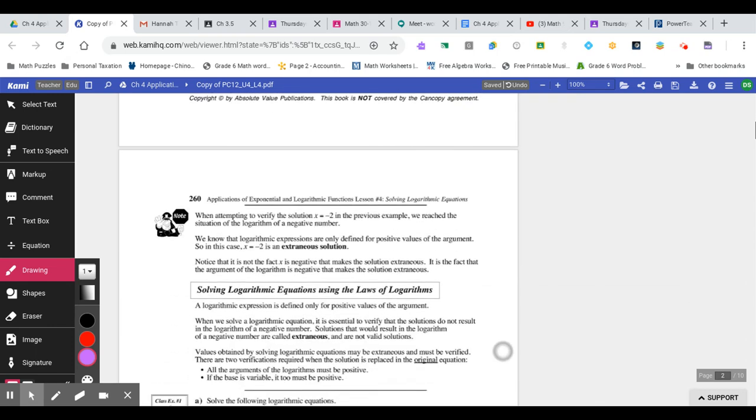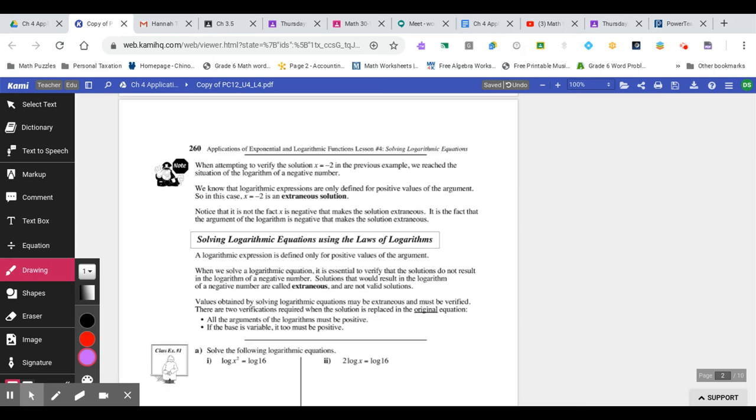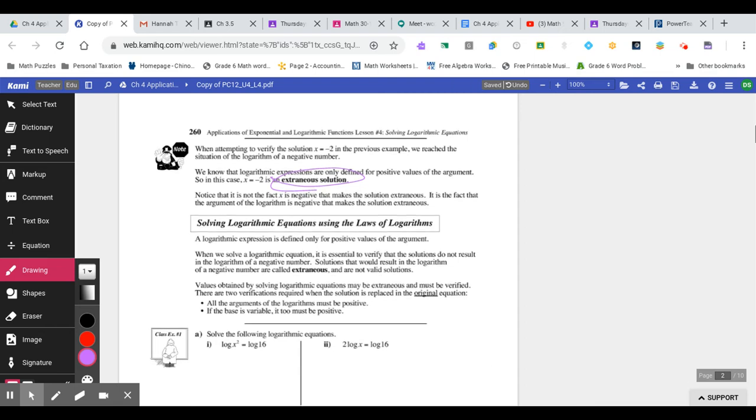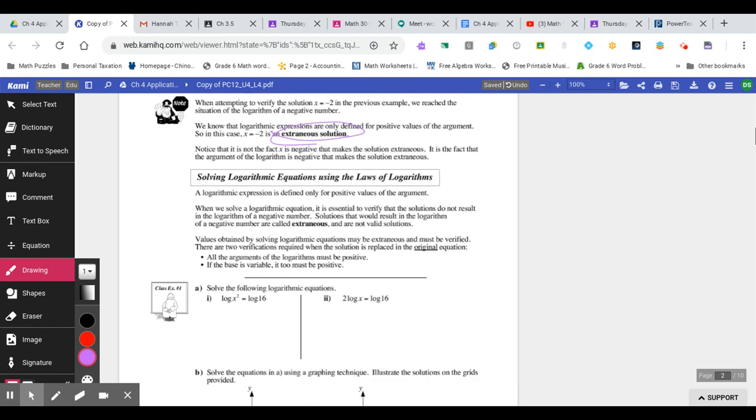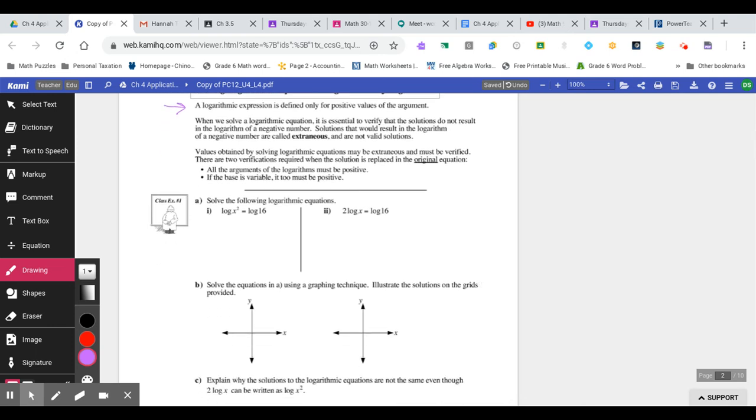All right. So here's the note. When attempting to verify the solution x equals negative 2 in the previous example, we reached the situation of a logarithm of a negative number. This is called an extraneous root, or an extraneous solution. You cannot take the log of a negative number. So a logarithm expression is defined only for positive values of the argument. When we solve a logarithmic equation, it is essential to verify that the solutions do not result in the logarithm of a negative number. You must check to be sure which solutions you're going to choose.